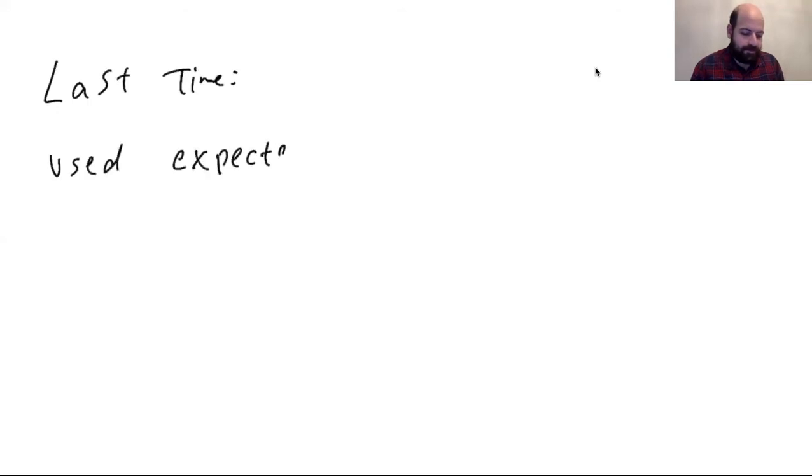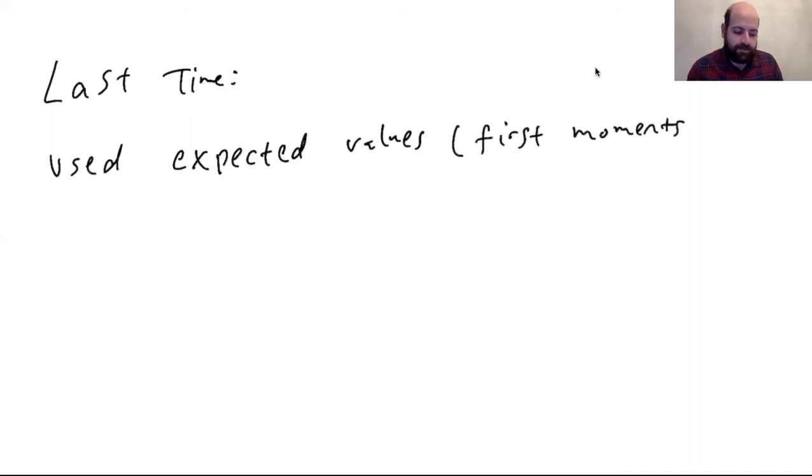Hello, everyone. So let's remind ourselves about what we did last time. Basically, we used expected values, or as you know, another name for expected values is first moment, to derive lower bounds on Ramsey numbers.